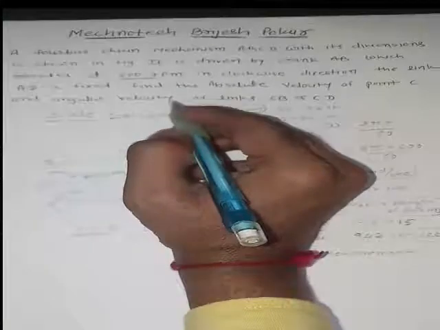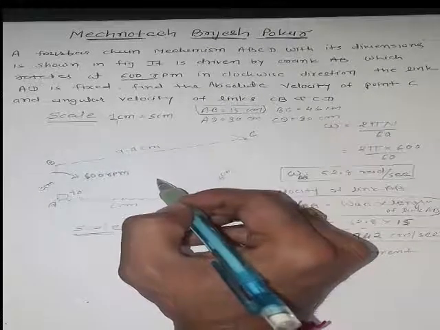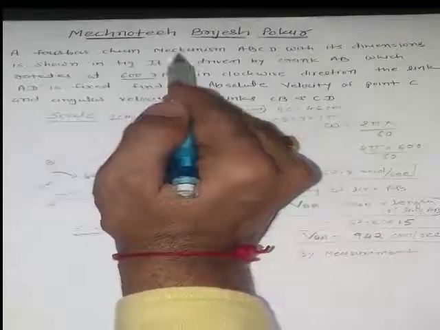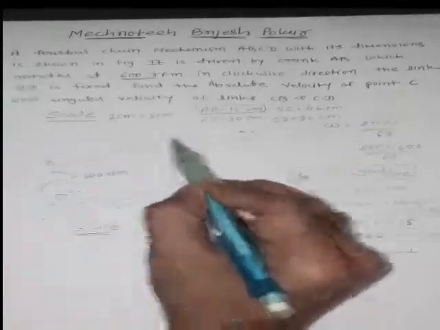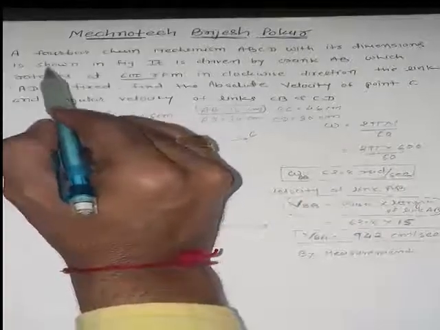Friends, our today's topic is to draw the velocity diagram of this 4-bar chain mechanism. So let us start. A 4-bar chain mechanism ABCD. Here you can see A, B, C and D, and the dimensions are shown in the figure.